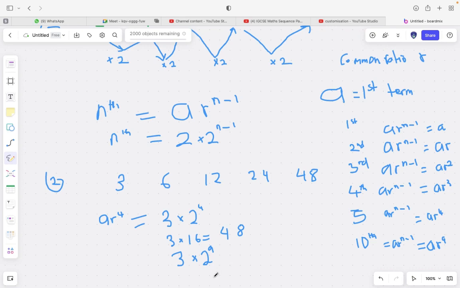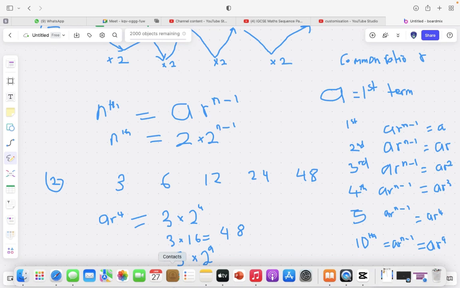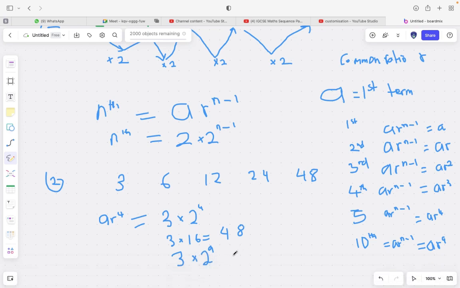That's 2 times 2 times 2 times. 2 to the power of 5 is 32. 2 to the power of 6 is 64. 2 to the power of 7 is 128. 2 to the power of 8 is 256. 2 to the power of 9 is 512. So 2 to the power of 9 is 512.